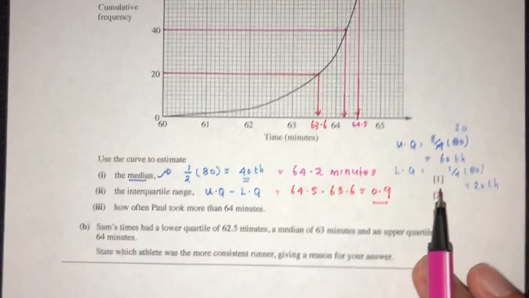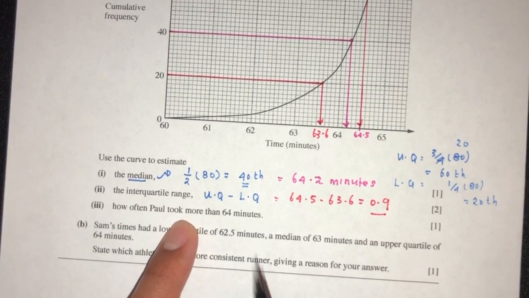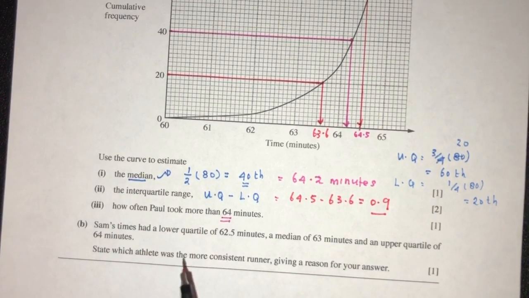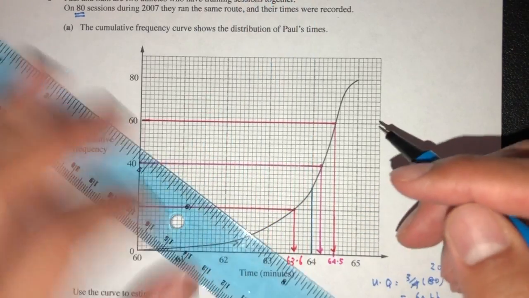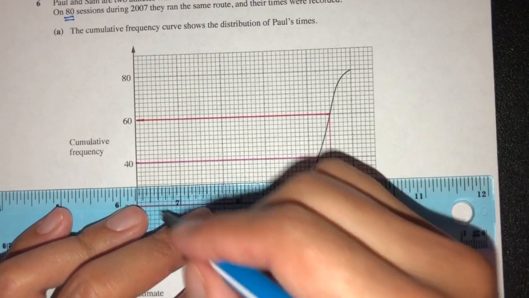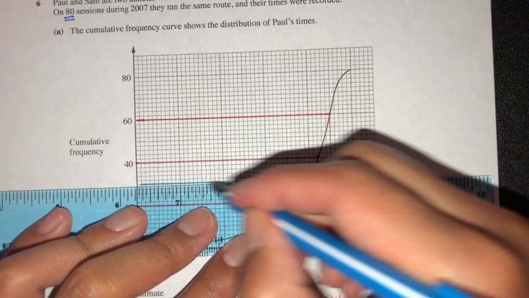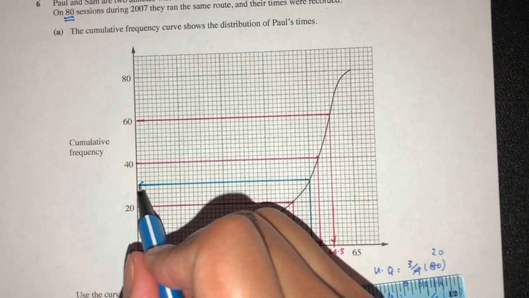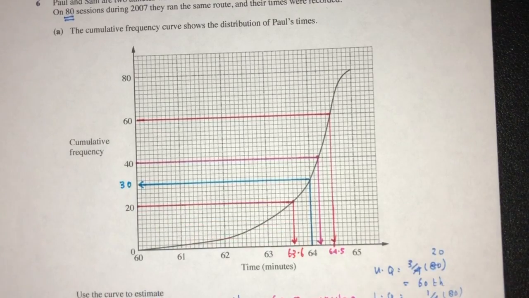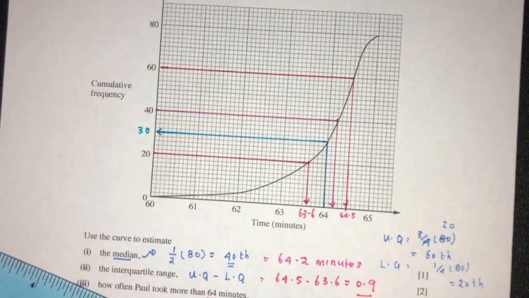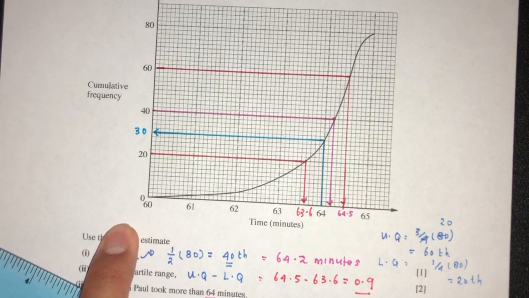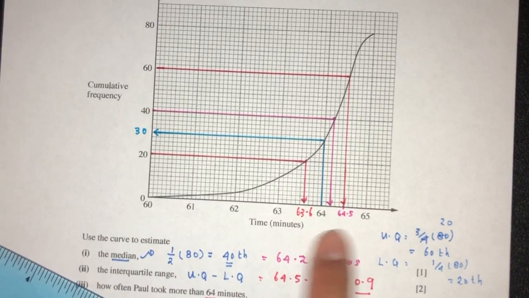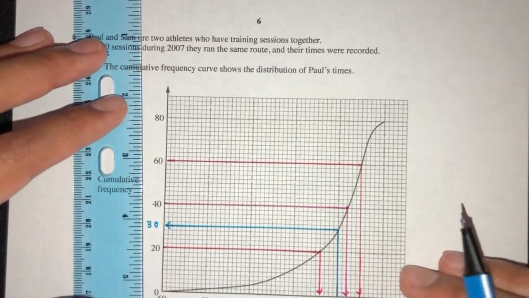Now question, how often Paul took more than 64 minutes? So let's have a look. Where's 64? 64 is right here. Connect these two. The reading here is what? It is 30. Right. So it means that for 30 sessions, he took 64 or less minutes. So if you want to find more than 64, it will be the rest, which corresponds to this much.